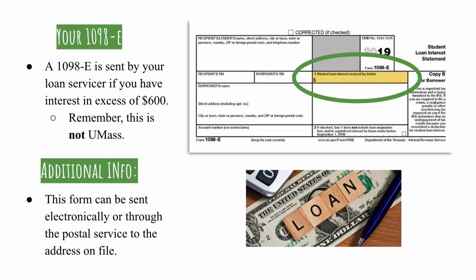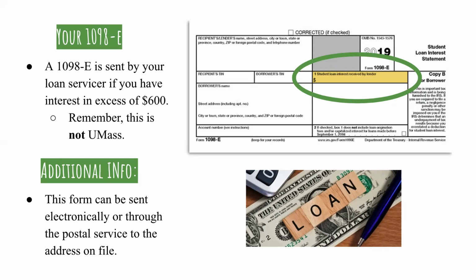And something important to know is if you don't know who your loan service provider is and you do have loans, feel free to set up a one-on-one appointment with one of the peer financial coaches, such as myself at Smart About Money at UMass. You can make this appointment through Navigate, and we can help you locate some of the information you'll need to find your loan service provider, because your loan service provider is not UMass, so they won't send you the 1098-E.